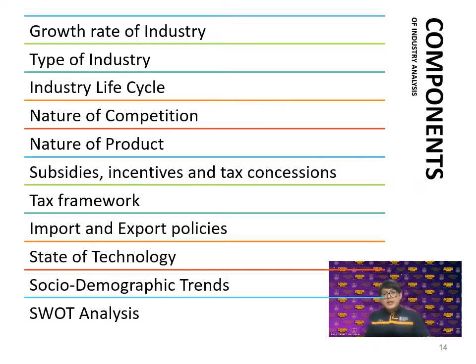So the other components of industry analysis that we need to look at are the growth rate of the industry, the type of industry, industry life cycle, nature of competition, nature of product, subsidies, incentives, and tax concessions. This is what I mean by government interference. Then the tax framework, the import and export policy, the state of technology, social and demographic trends that influence supply and demand, and the last one is the SWOT analysis. Then you also need to know the industry life cycle.